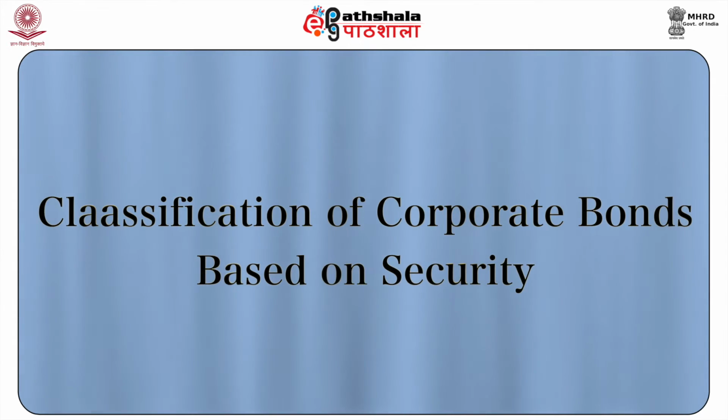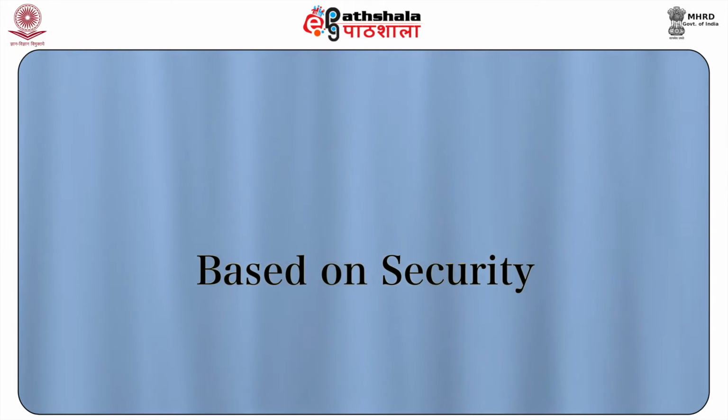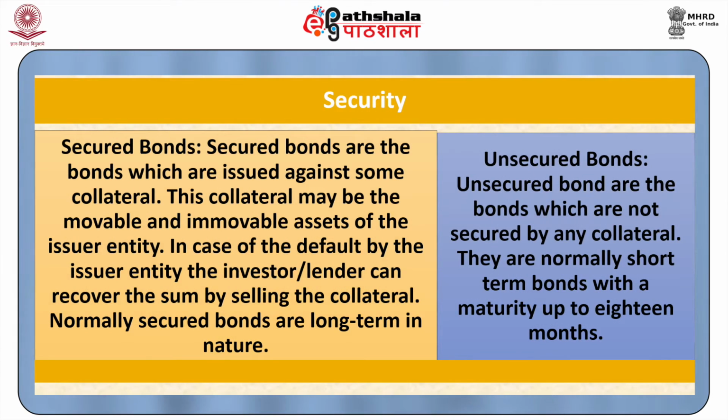6. Classification of corporate bonds based on security. Secured bonds. Secured bonds are the bonds which are issued against some collateral. This collateral may be the movable and immovable assets of the issuer entity. In case of the default by the issuer entity, the investor/lender can recover the sum by selling the collateral. Normally, secured bonds are long-term in nature.